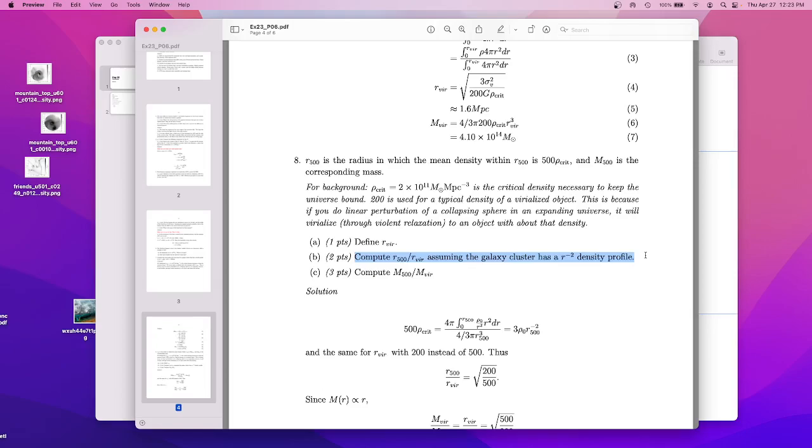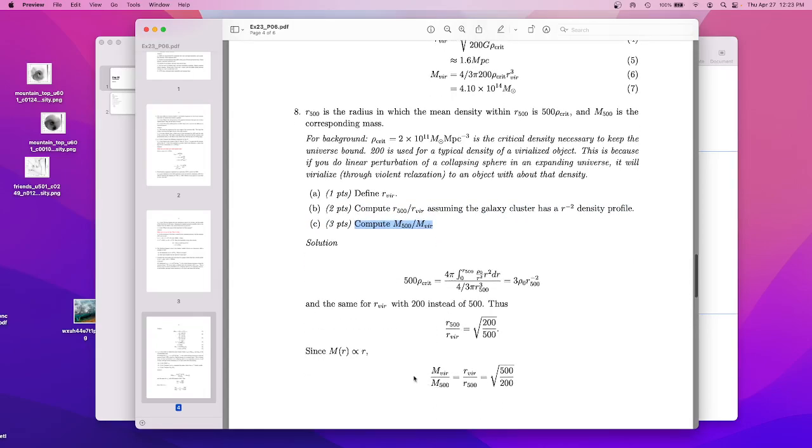Just got to flip that over and, oh wait. Yeah, no, that's right, 2/5. The minus sign up here. You gotta flip it over, take a square root. Are we good? And then compute M500 to M virial.